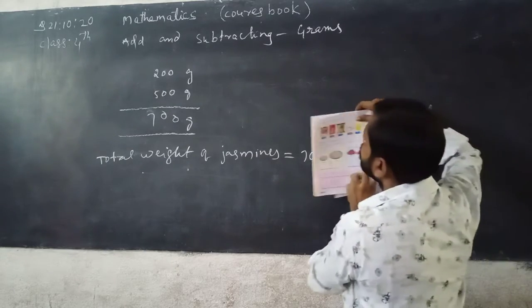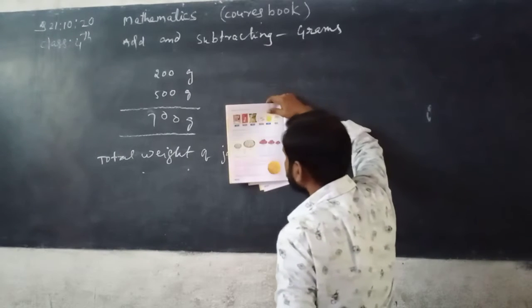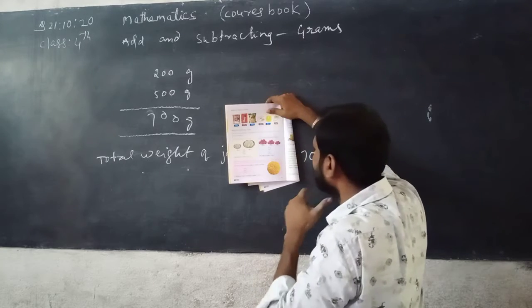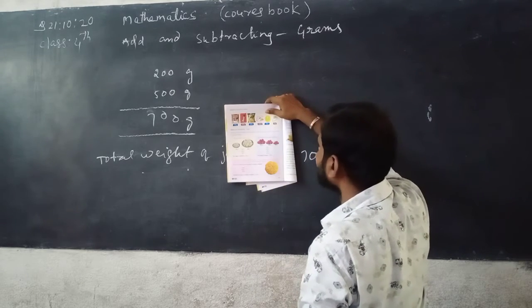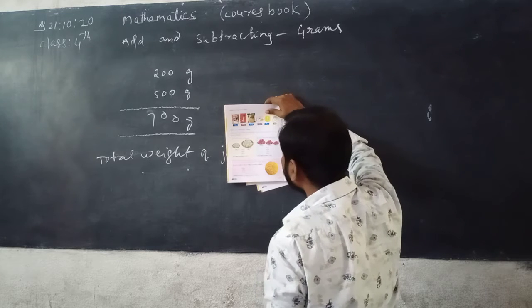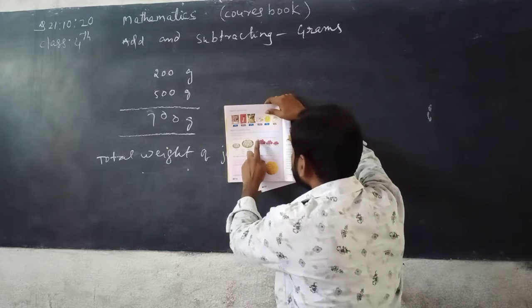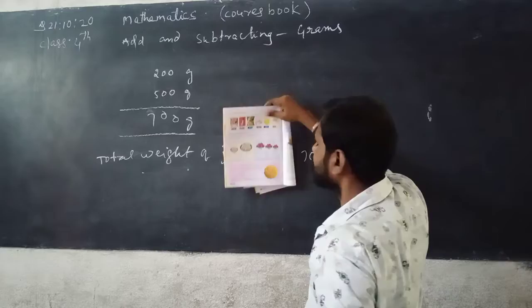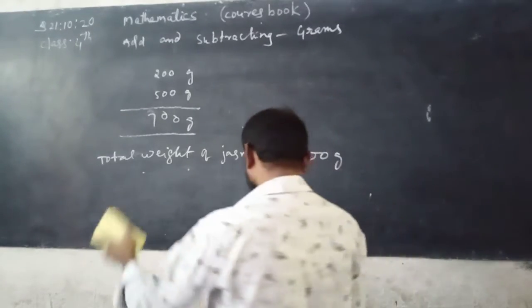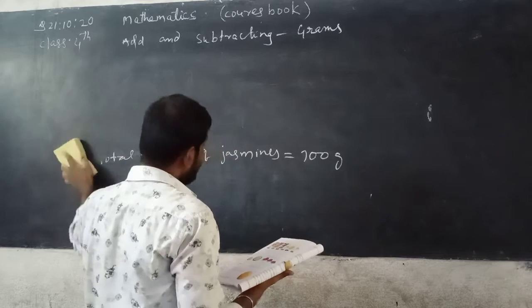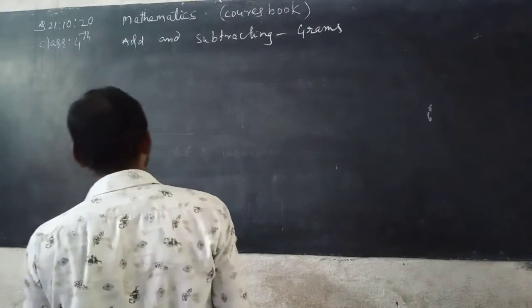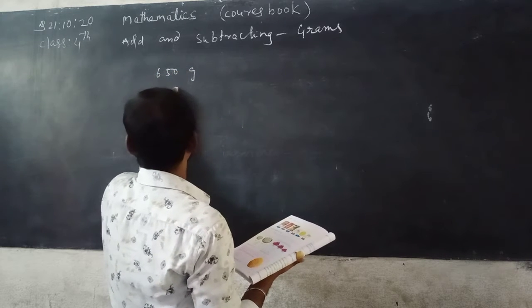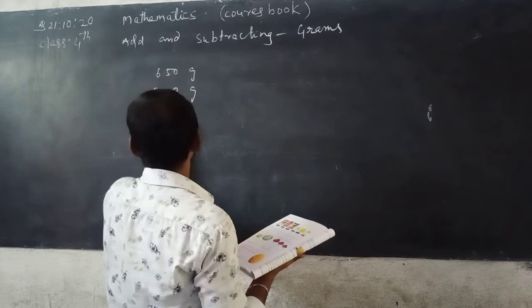Now next, let us find the total weight of grapes. According to your course book, everybody listen carefully. Open page number 52. Here we have 650 grams of grapes, here 200 grams, here 100 grams. So you can add the total. This is also very easy. 650 grams plus 200 grams plus 100 grams.